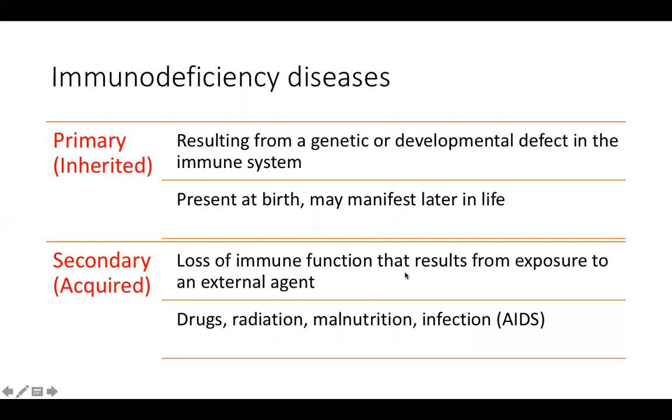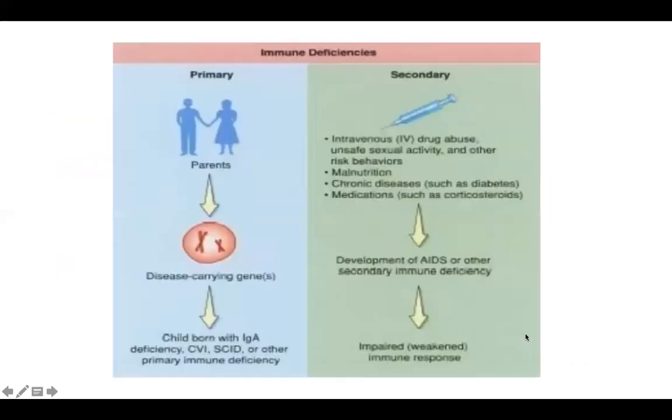So it is loss of immune function that results from exposure to an external agent. The external agents may be drugs, radiation, malnutrition, or infection. The most well-known, the most famous among which is HIV/AIDS. So again, the same thing. The primary immunodeficiencies result from genetic mutations. So disease-carrying genes are either inherited or there is some mutation taking place in the zygote, and the child is born with various immune disorders. We will be discussing SCID, or severe combined immunodeficiency, but there are other primary immunodeficiencies as well.